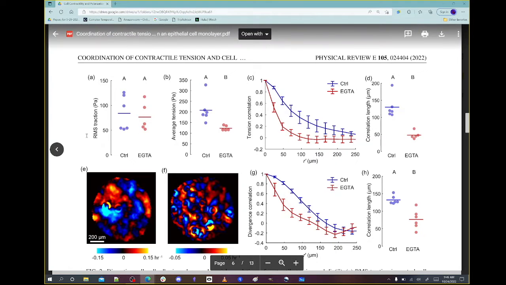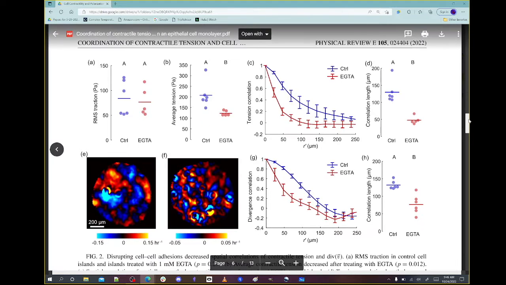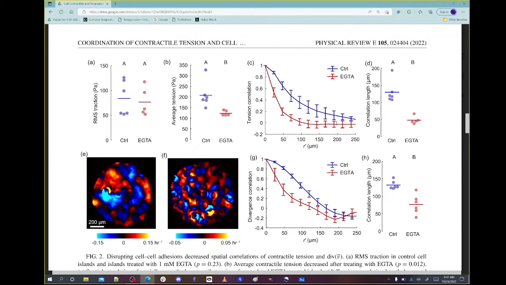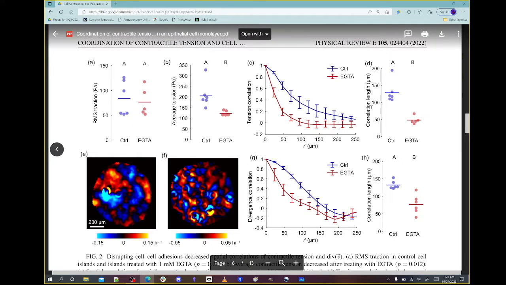So average tension versus root mean squared traction. Tension is higher. Then you have tension correlation between the control and the treatment. The correlation is less than the control here. You can see that the correlation length is higher for the control than the treated. Actually, this correlation extends over a shorter distance scale, is what's happening here. So it's less than the control, and then it kind of catches up at longer length scales. So I don't know if there's anything interesting with the length scale going on.